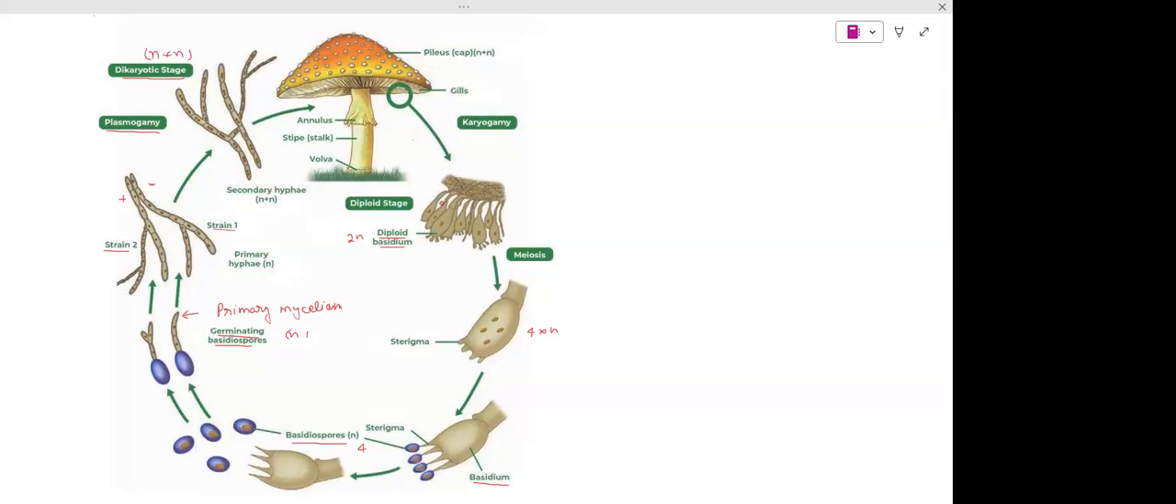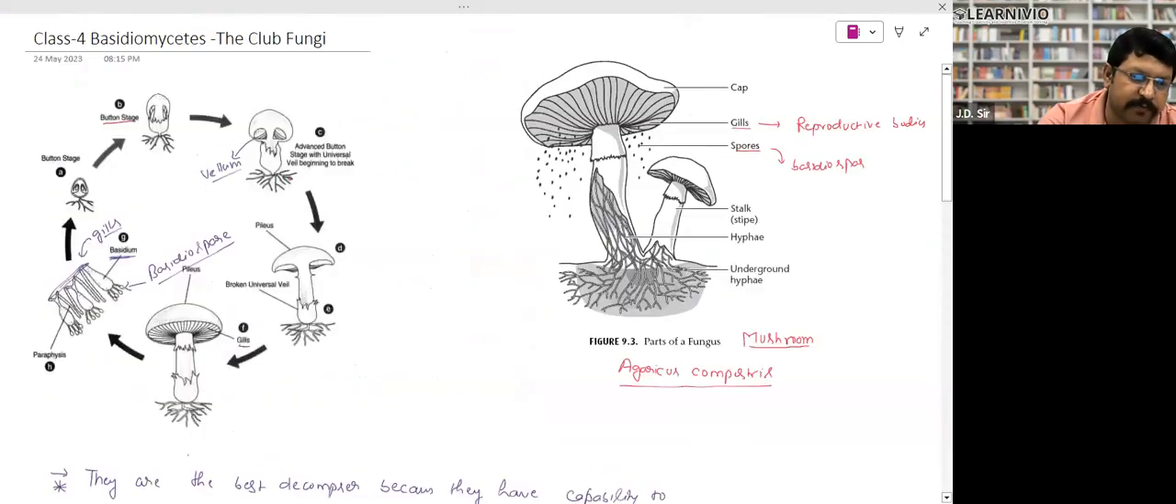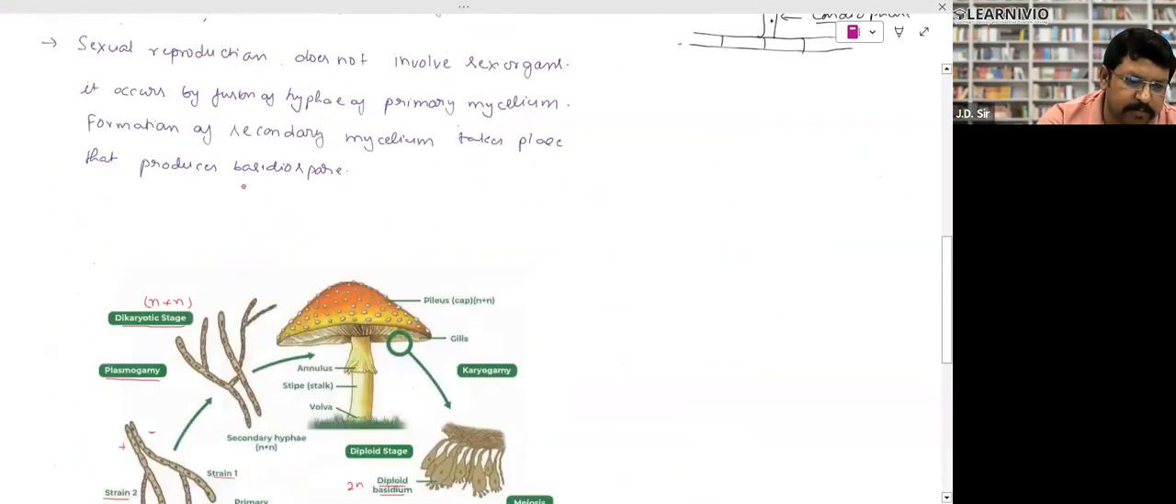So understood. Clear? Yes. Okay, fine. You need to remember the life cycle. That's why I have explained it differently. This is the same thing, but it is more clear over here.